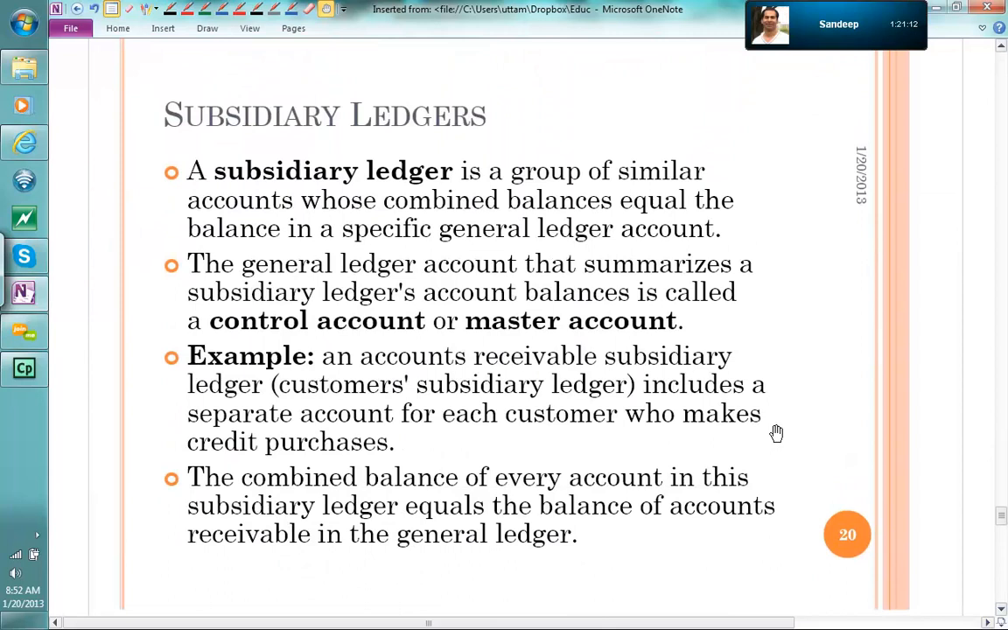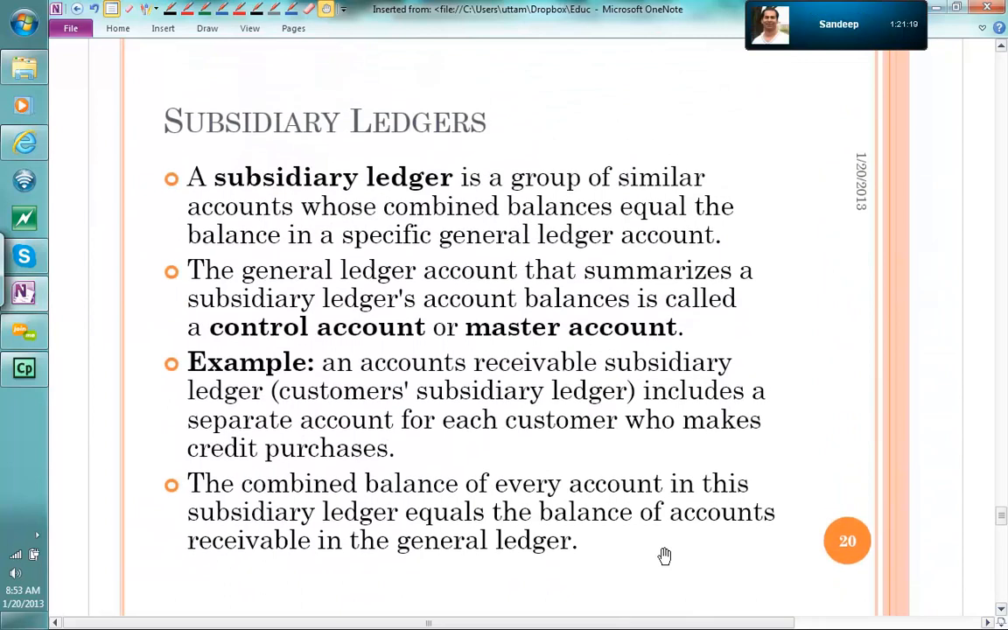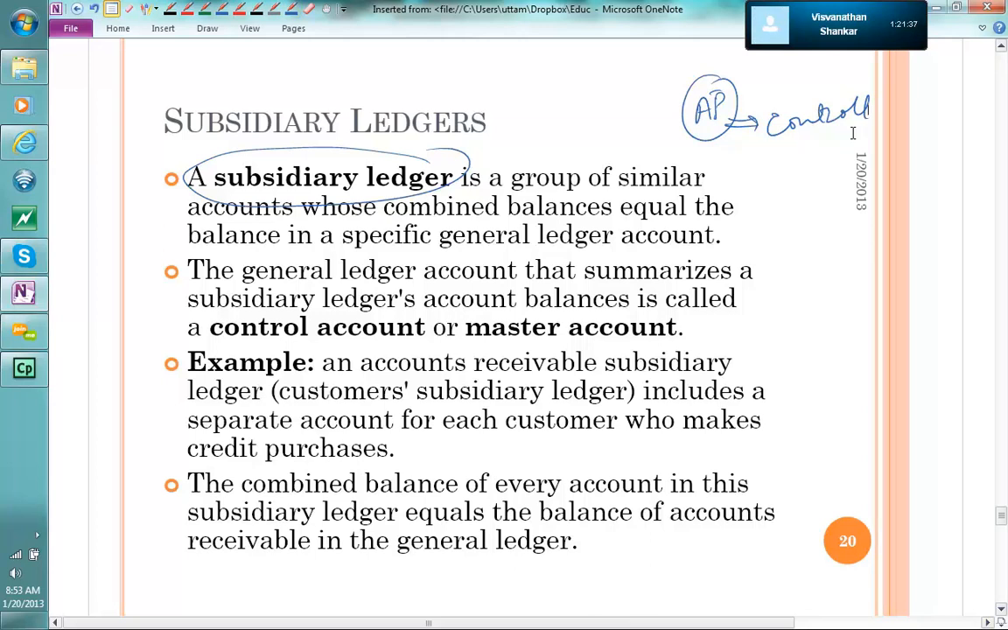Okay, this is the last two slides. Here we talked about something like the subsidiary ledger. We have already discussed it. Suppose you have accounts payable. Accounts payable is a control account, and there will be many subsidiary accounts. Whatever suppliers you have are called subsidiary accounts, and the value of all the entries in the subsidiary ledger must match the control account.